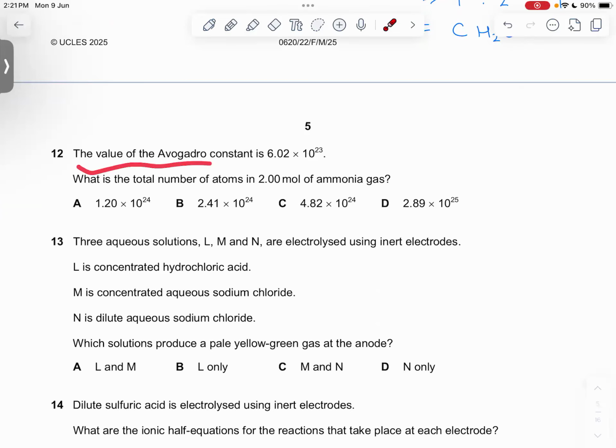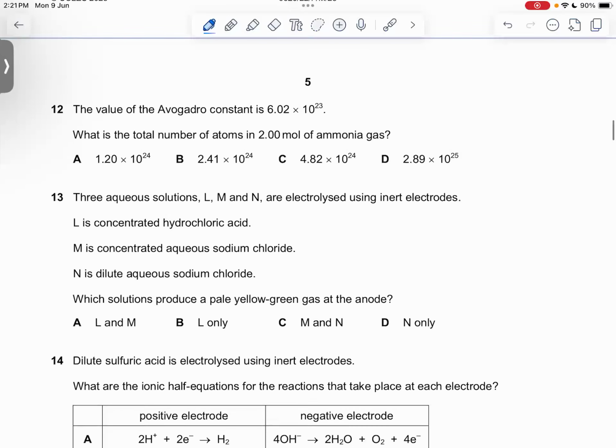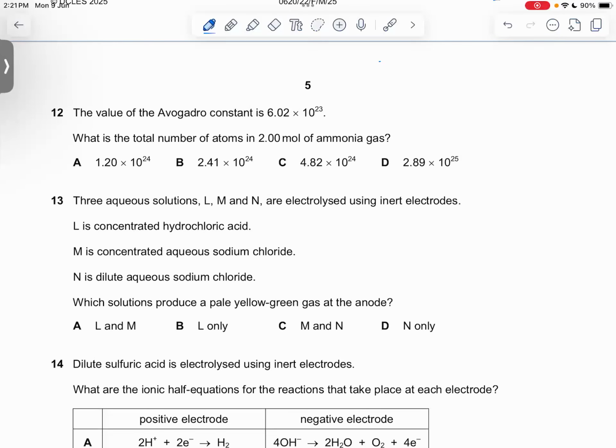Next question. The value of Avogadro constant is 6.02 into 10 to the power 23. What is the total number of atoms in 2 mole of ammonia gas? All right. Basically, total number of molecules first. Number of molecules is equal to Avogadro number Na multiplied by moles. So this is equal to 6.02 into 10 to the power 23 times 2.